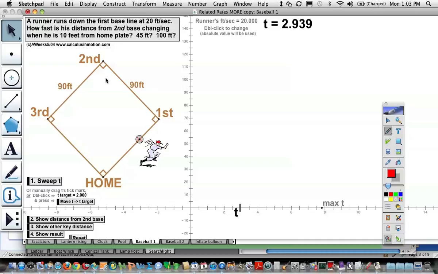How fast is his distance from second base? So we'd have this distance. Here's how far he is from second base right here. Now you might say, well, wait a minute, he's got to go around here. No, if it says how fast is his distance from second base, we mean his direct distance from here to there. That would be changing. Now I've got a little better picture of that.